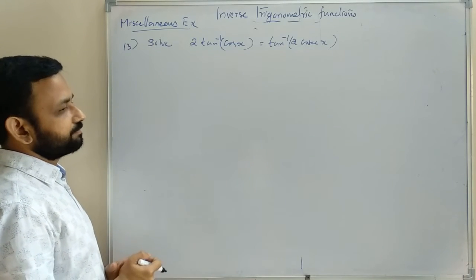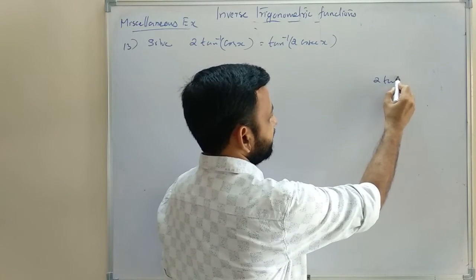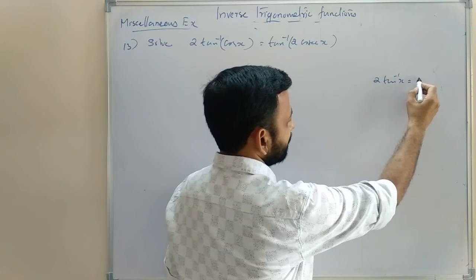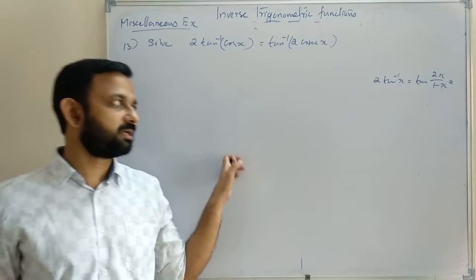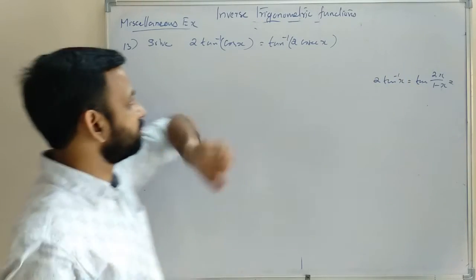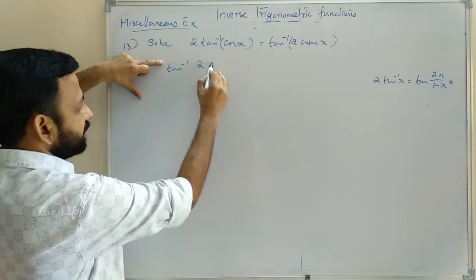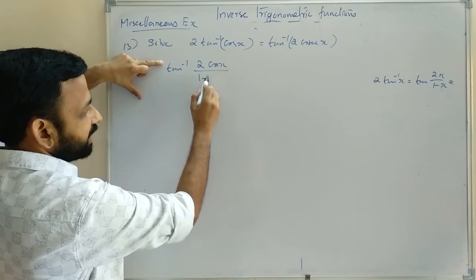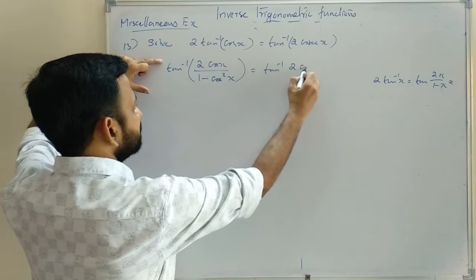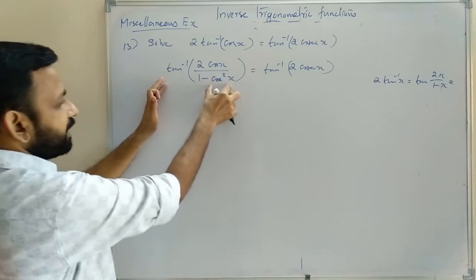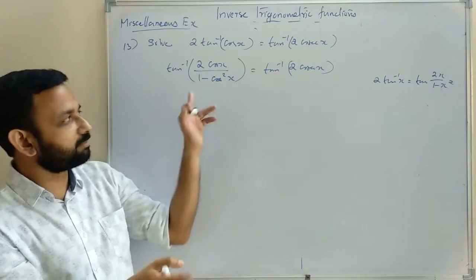So 2 tan inverse x formula in terms of tan inverse: 2 tan inverse x is equal to tan inverse 2x upon 1 minus x square. So that is the formula. So 2 tan inverse cos x is tan inverse 2 cos x upon 1 minus cos square x, equal to tan inverse 2 cosec x. So here tan inverse x is equal to tan inverse y implies x is equal to y.